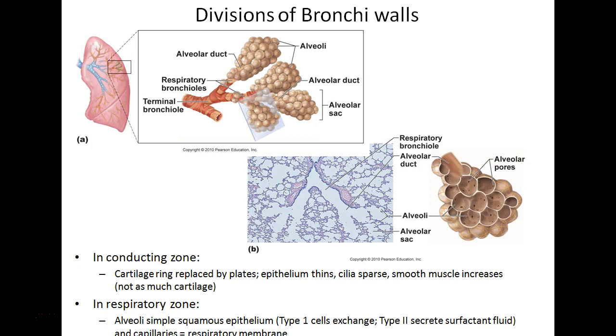And then once inside the respiratory zone, we're going to have things like alveoli that consist of simple squamous epithelia. So when we say simple, we're talking about one thin layer of epithelia. Later on, we'll talk about how we have type 1 cells and type 2 cells that secrete surfactant fluid. And later on, we'll also see how we have capillaries that exist in this epithelia. We're going to call that the respiratory membrane.